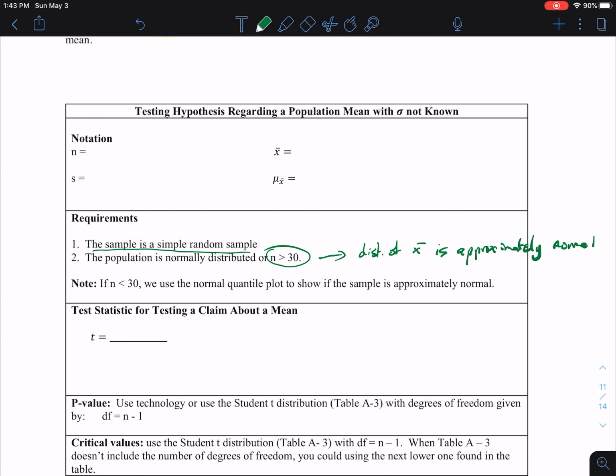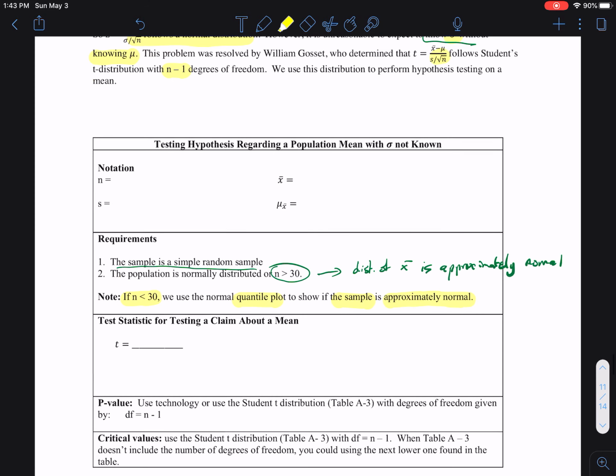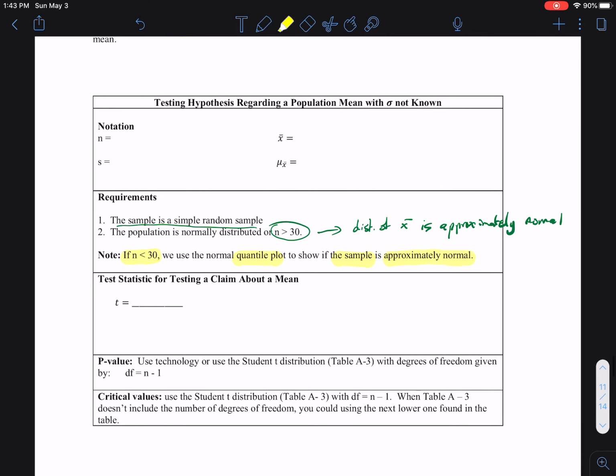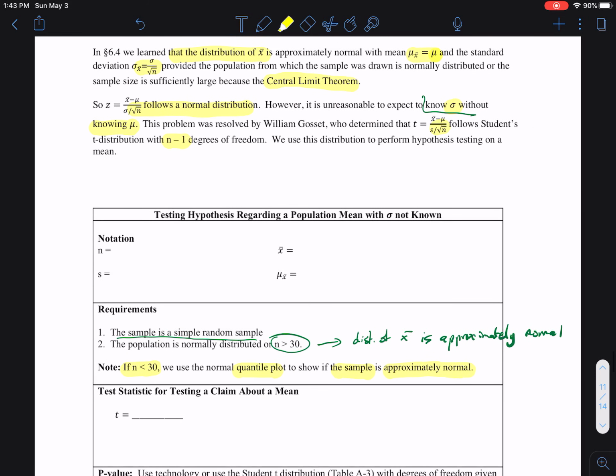So we're not going to emphasize the requirements a lot. And it says here, if n is less than 30, we use a normal quantile plot to show if the sample indeed comes from a normal distribution, or approximately normal. This is a lesson that we skip. But before we get to an example, there are a few notations I want to review, and also the test statistic formula that we want to go over.